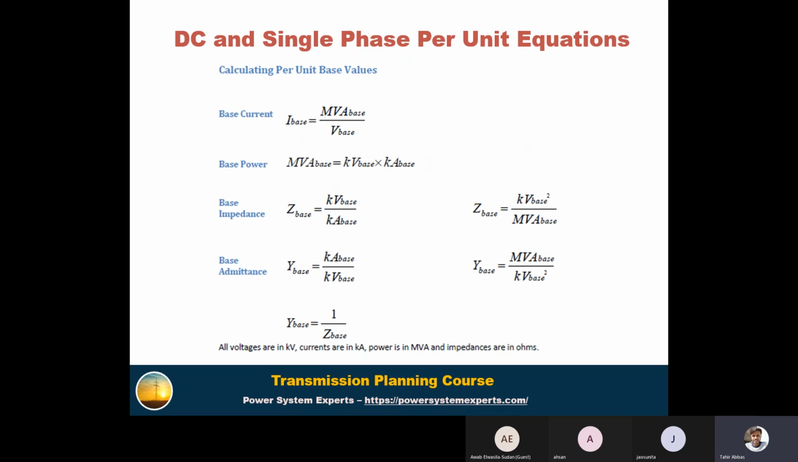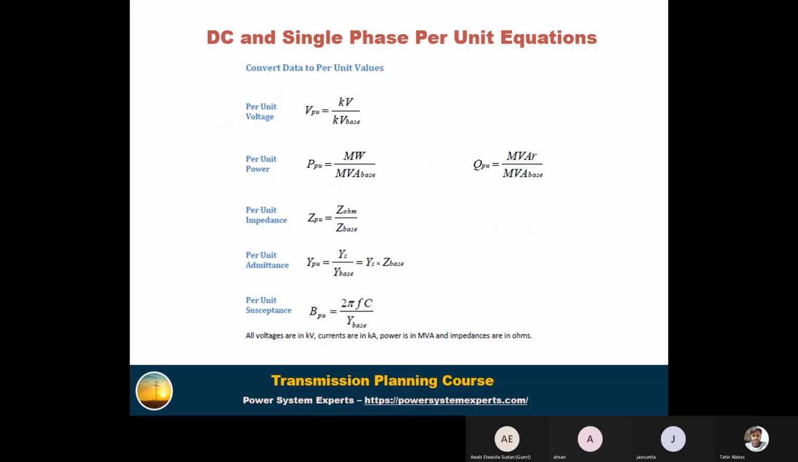Okay, next is calculating DC and single phase per unit equations. If you are doing a single phase analysis, only the square root of 3 factor will be eliminated in all equations, and all equations remain as they are in three phase. You can see Y base is the same, Z base is the same, only the square root of 3 is omitted. Similarly, if you want to convert your data into per unit values, V per unit is equal to kV divided by kV base, and the real power, similarly, megawatt divided by the MVA base. In this way you can calculate all these values.